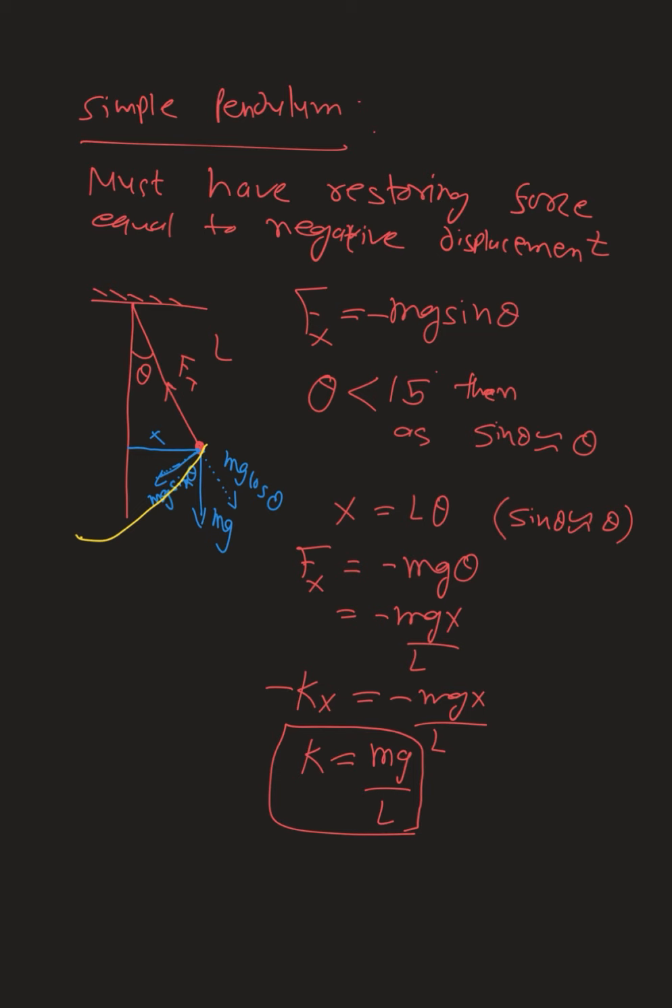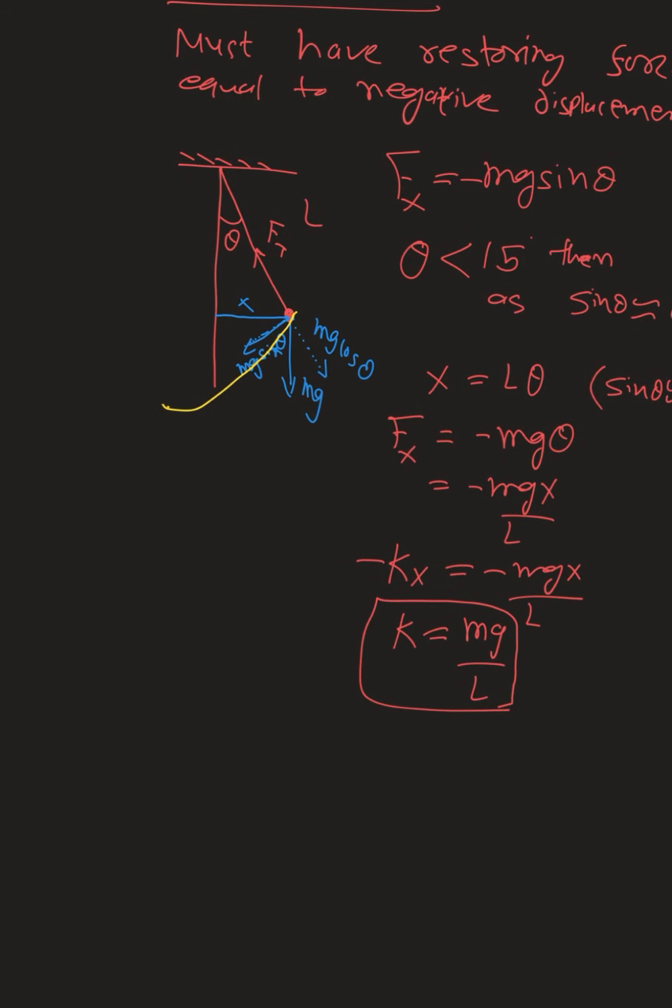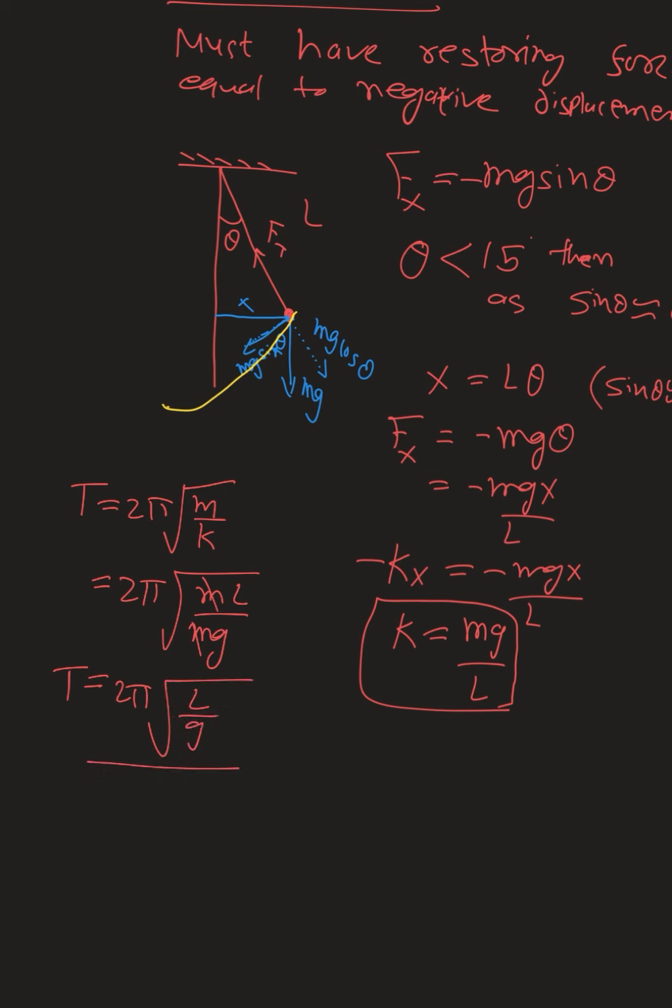Now you say, Mr. Shah, why and how is this helpful? Well, look, we know from the mass spring system the period is T equals 2 pi square root of m over k. We can put the value of k as mg over L in that equation, and now we get the period for the simple pendulum. Instead of k, we can put mg over L, so m cancels out, and now you have the period equation for the simple pendulum, which is T equals 2 pi square root of L over g.